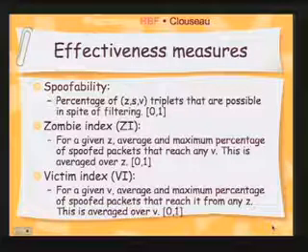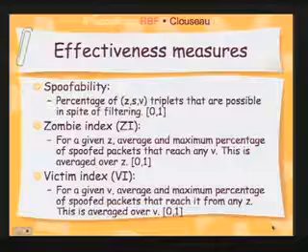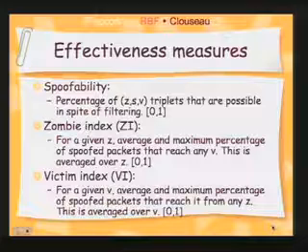It's a percentage of triplets that are still possible even though I'm doing filtering. So out of this cube, how big a chunk is remaining with my filters in place? It's a number between 0 and 1. Numbers close to 0 are good.